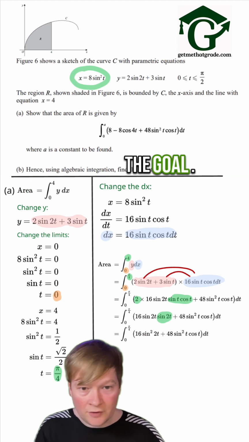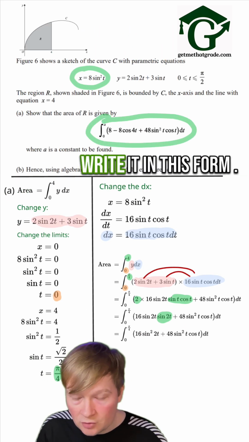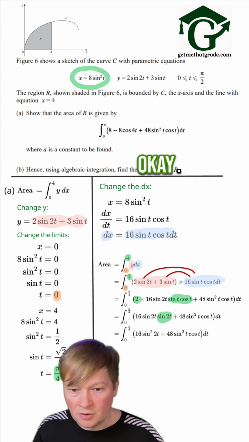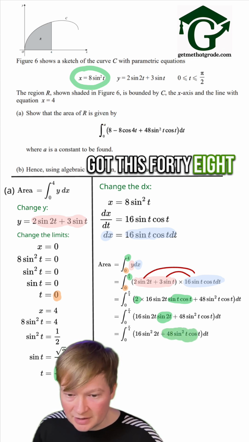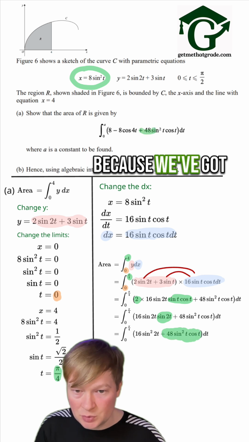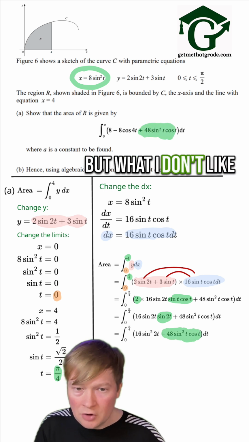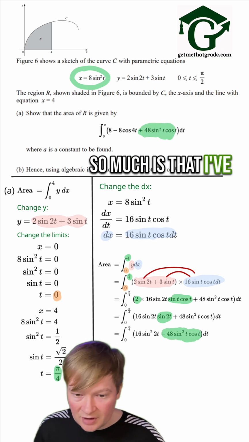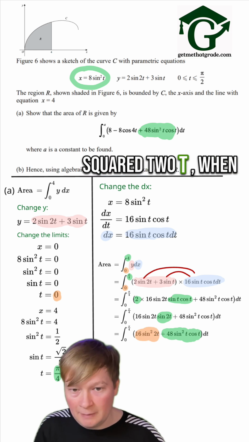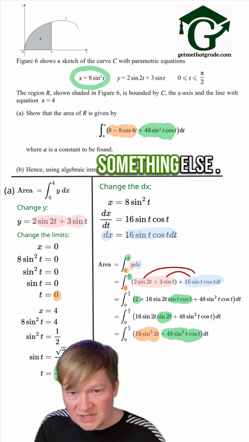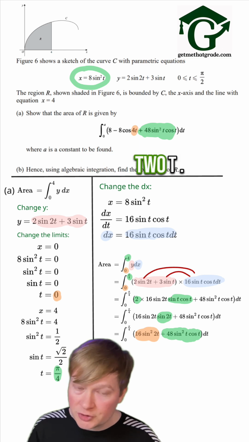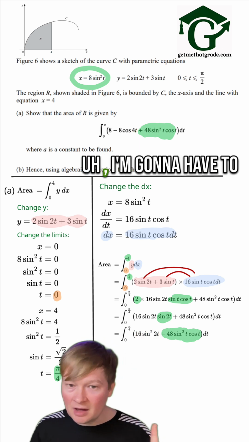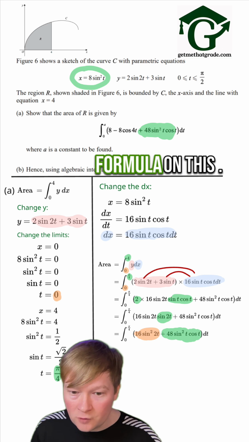Let's take a look at the goal. So we wanted to show that we could write it in this form. Okay, so what do we like? Well, I like that I've got this 48 sine squared cos t, because we've got that here. But what I don't like so much is that I've got a 16 sine squared 2t, when here we've got something else. And notice that the something else involves 4t, not 2t. So that's telling me I'm going to have to use a double angle formula on this.